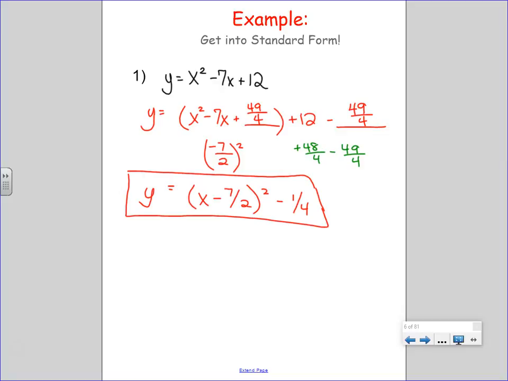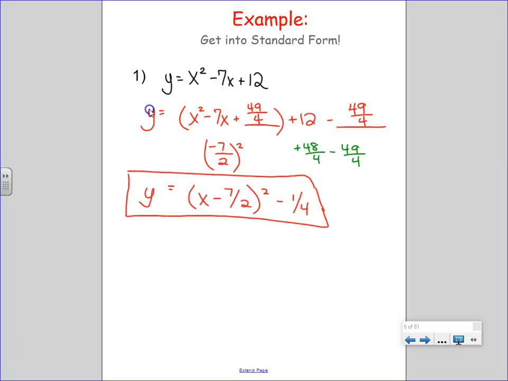Do you guys see how I just stole the negative 7 halves for my x minus h? That's a trick. You don't have to worry about what that would be. You set it up so that you can literally just say, that's square rooted, cut in half, and that is the h term. Do you see how easy using fractions was? 48 minus 49, sweet, it's negative 1.